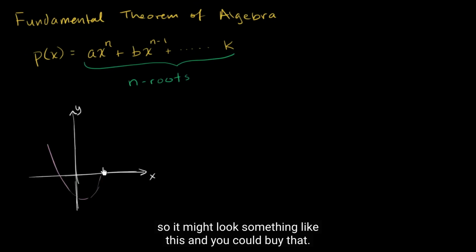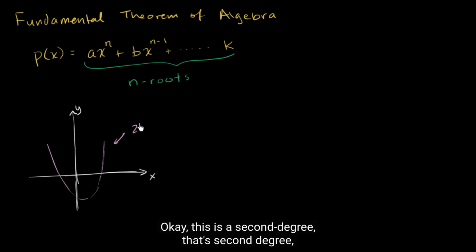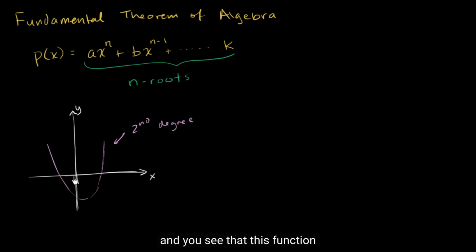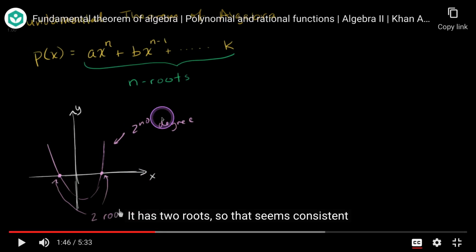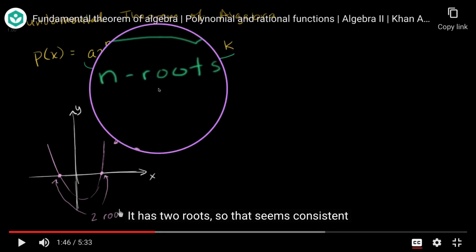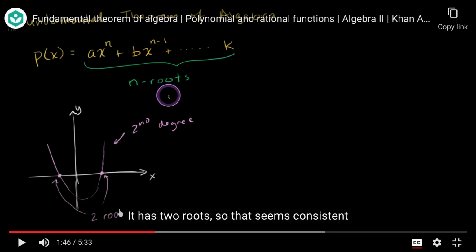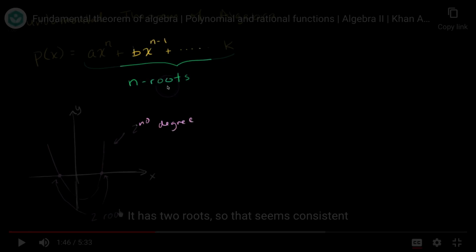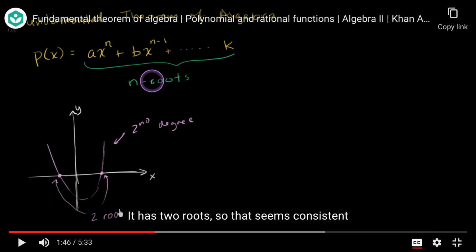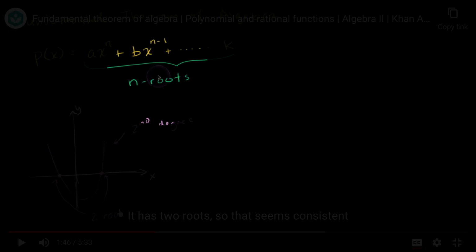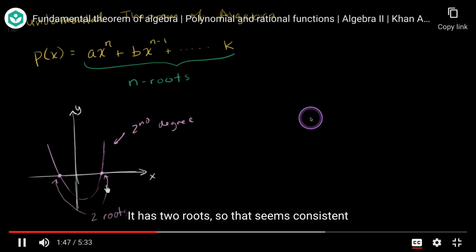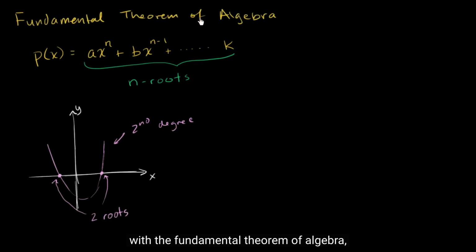And you could buy that. Okay, this is second degree, and you see that this function equals 0 in exactly 2 places. It has exactly 2 roots. So that's okay. Here the roots mean that there are some x values that could make the y, or the result, be 0. That's how they define the roots. Seems consistent with the fundamental theorem of algebra.